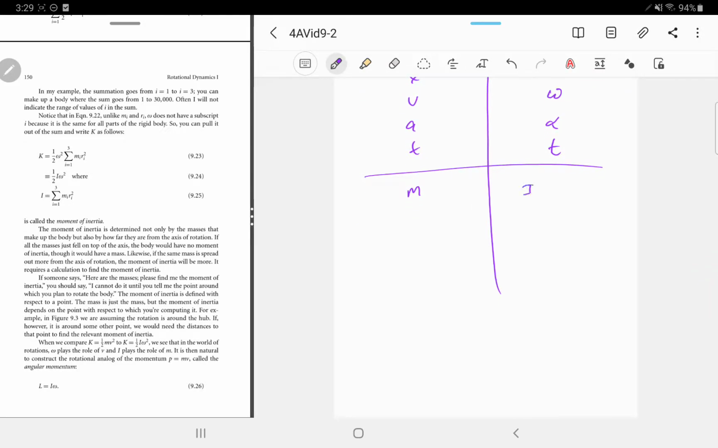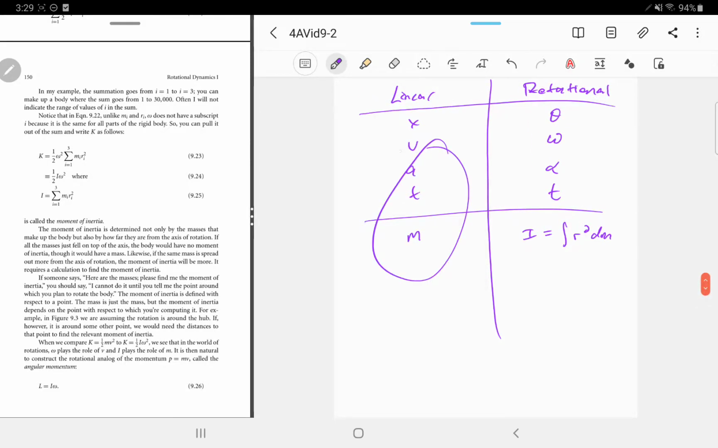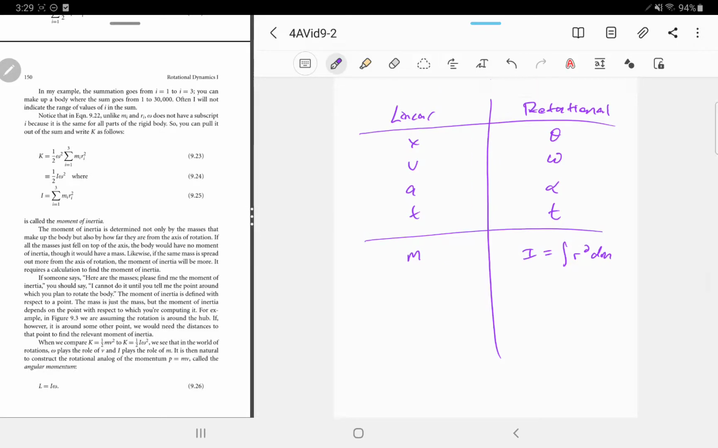And we have a definition here. So I is actually the integral of, and I guess I'll write it in a way your math teacher wouldn't hate, the integral of m r squared over all the mass pieces. So that's the definition of I. So we're going to take some linear equations, and every time you see m, you're going to replace it with I, right? To get the rotational analog of that equation.